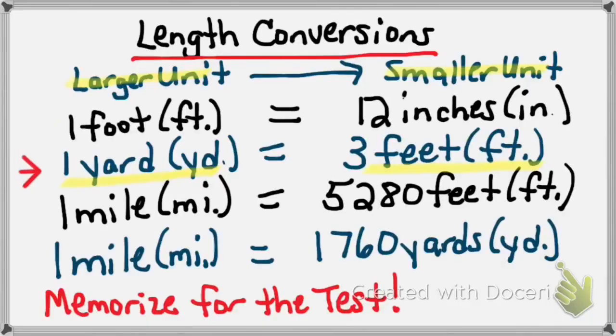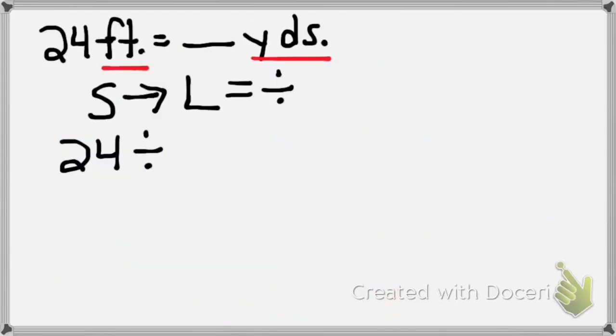As I see on my conversion chart, this is where I have yards and feet, or feet and yards. It's 1 yard equals 3 feet. I'm not looking at the 1, I'm looking at the other number. In this case, that number is 3. And I write that number next to my operation. So now I have the problem 24 divided by 3.